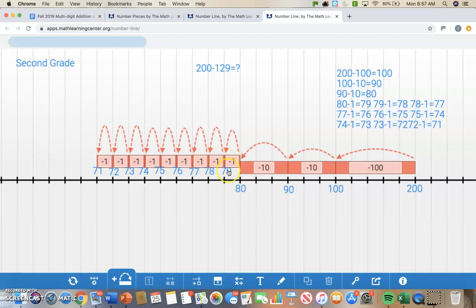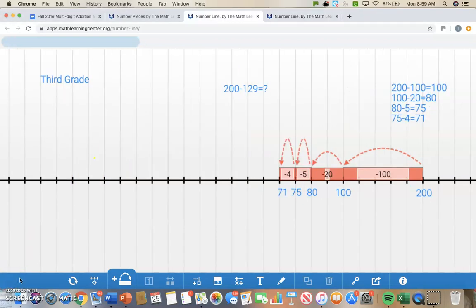So they said 80 minus 1 is 79. 79 minus 1 is 78. 78 minus 1 is 77. 77 minus 1 is 76. 76 minus 1 is 75. 75 minus 1 is 74. 74 minus 1 is 73. 73 minus 1 is 72. And 72 minus 1 is 71. And this is how the student came to the answer 71.